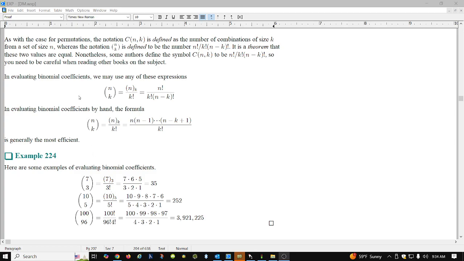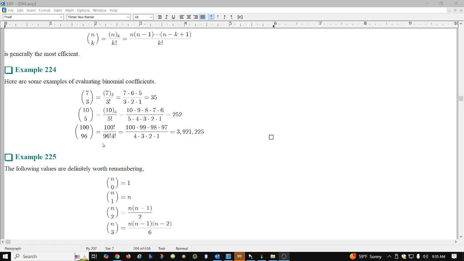In evaluating binomial coefficients, we can use any of these expressions, but just as with permutations, the expression that's all factorials is a bit dangerous because these factorials get large so quickly. This formula here, which still involves k factorial, will hopefully cut down on the arithmetic. So it's in general going to be the most efficient way to calculate binomial coefficients. Here are some examples. I'll let you look at those.